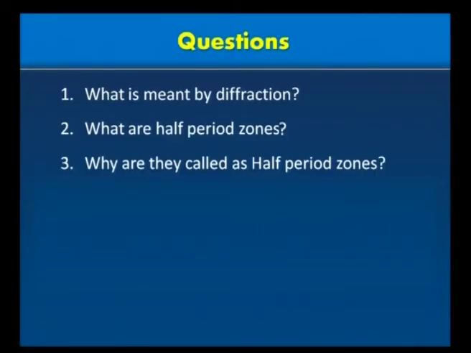We will now pass on to the question session. What is meant by diffraction? Question number 2, what are half period zones? Last question is why are they called half period zones?